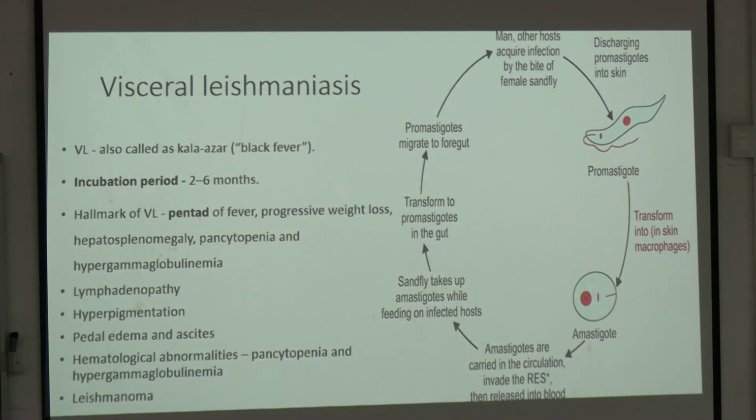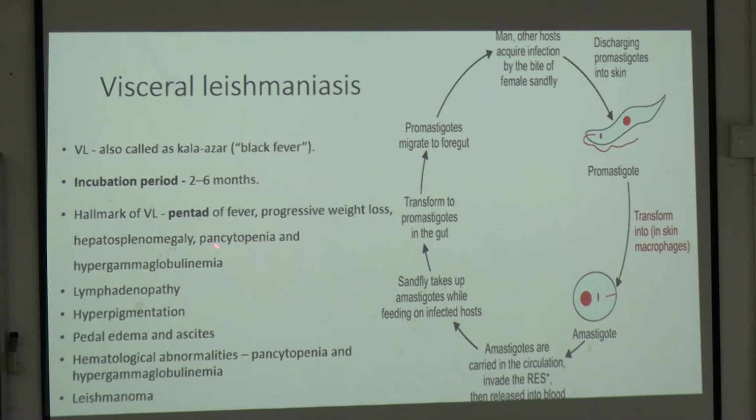Regarding the pathogenesis, it is very simple. The man acquires the organism from the bite of the sandfly, which discharges the promastigotes, which transform into amastigotes. From the blood, it will enter into the reticuloendothelial system. These amastigotes will come out in the blood and again be taken up by the sandfly, where it will mature to form the promastigote, and the cycle goes on.